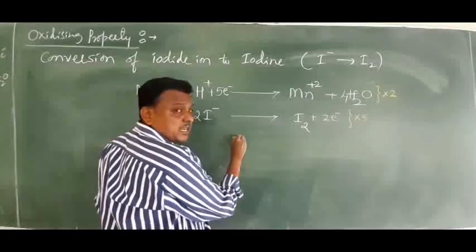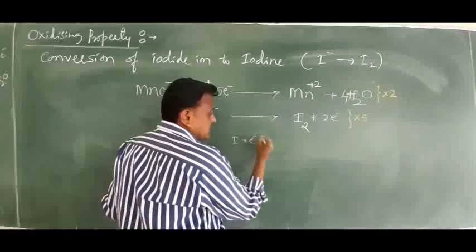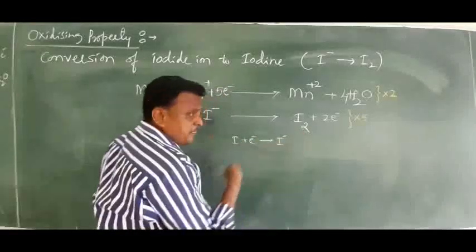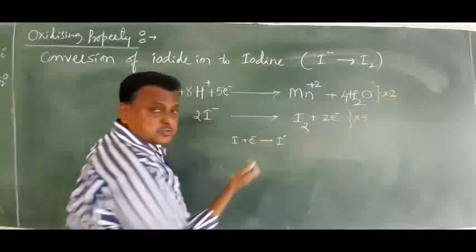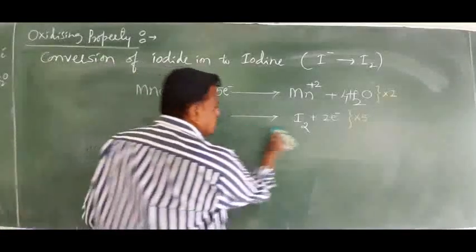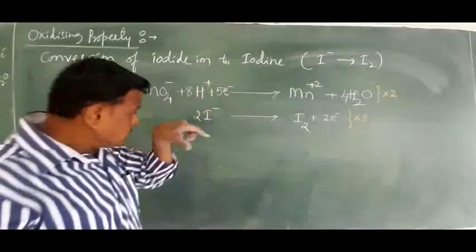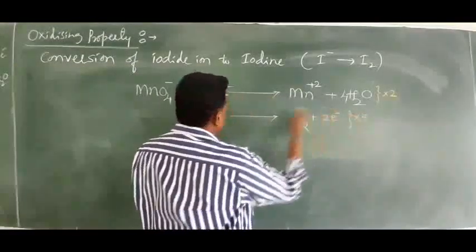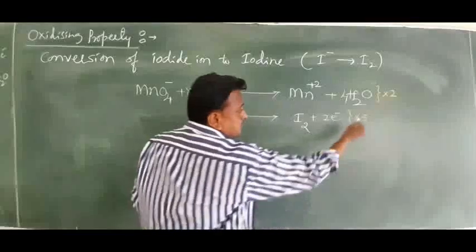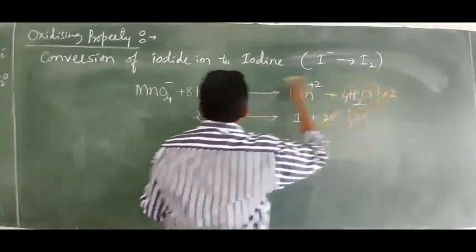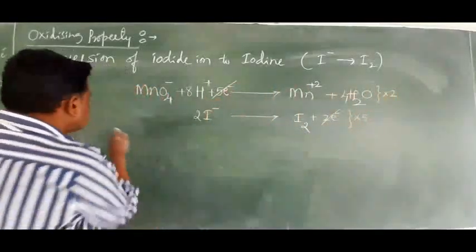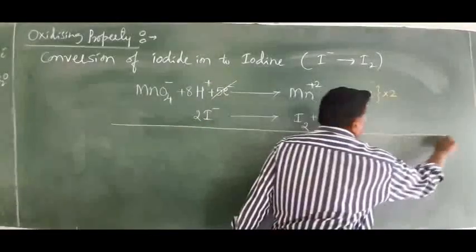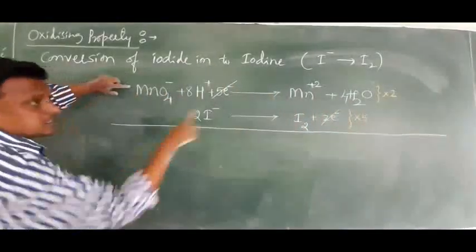Iodide can lose an electron and becomes I. I minus loses an electron and becomes I. Similarly, you keep in mind the 2 electrons. Now the electrons are cancelled, and it is balanced with cross numbers. So 5 twos are 10, 2 fives are 10. The electron is cancelled. Now balance the reaction with the first one multiplied by 2.